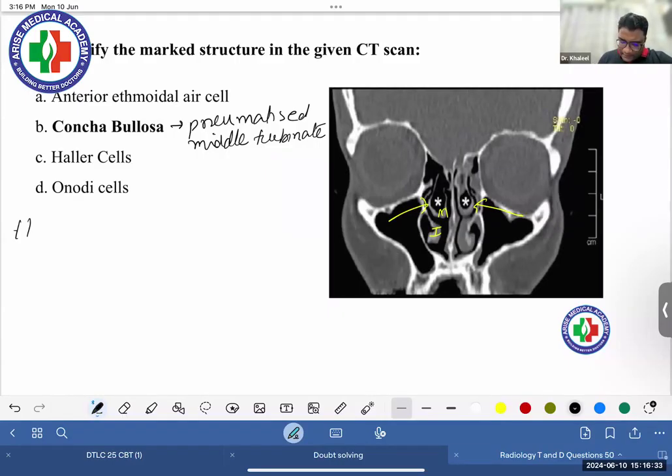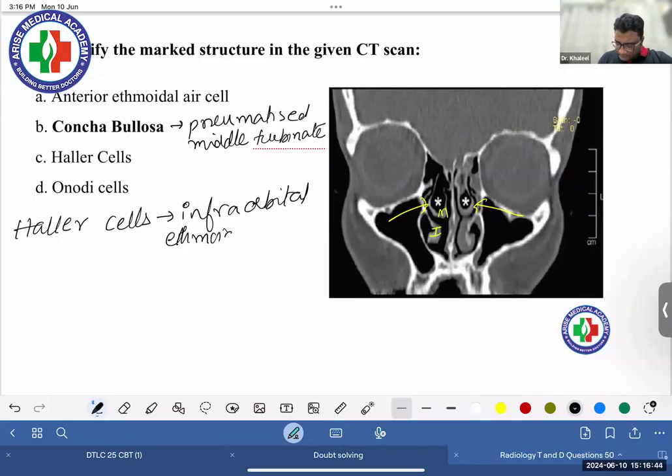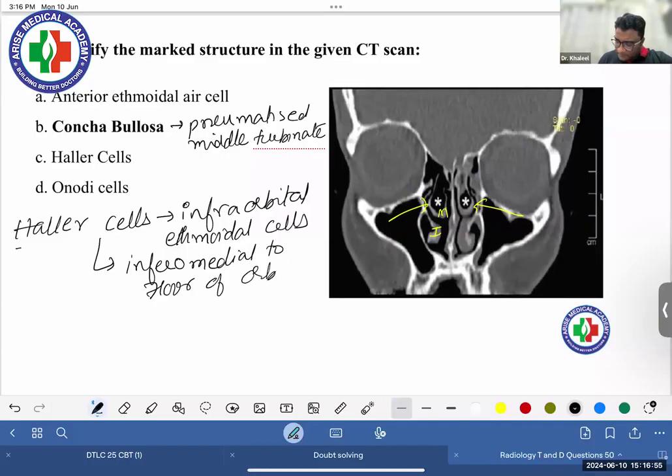And what are these Haller cells? Did you hear about Haller cells? Haller cells are infraorbital ethmoidal cells. These are located inferomedial to the floor of the orbit. So in some patients, you may see at the floor of the orbit, inferomedially, a cell like this. If I see an air-filled cavity like this, inferomedial to the floor of the orbit, that would be a Haller cell. But here it is a pneumatized middle turbinate.